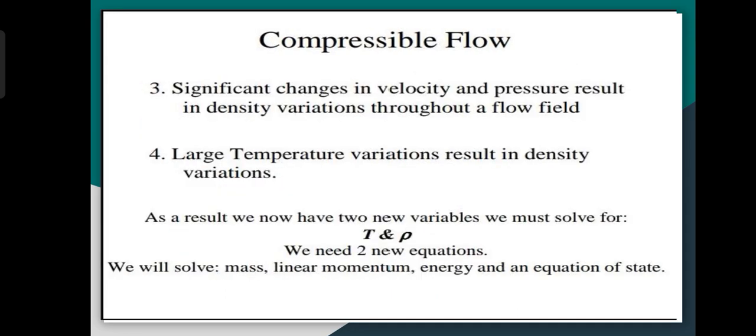The significant changes in velocity and pressure result in density variations throughout a flow field, and large temperature variations also result in density variations. As a result, we now have two new variables we must solve for, T and rho. We need two new equations. We will solve mass, linear momentum, energy, and an equation of state.